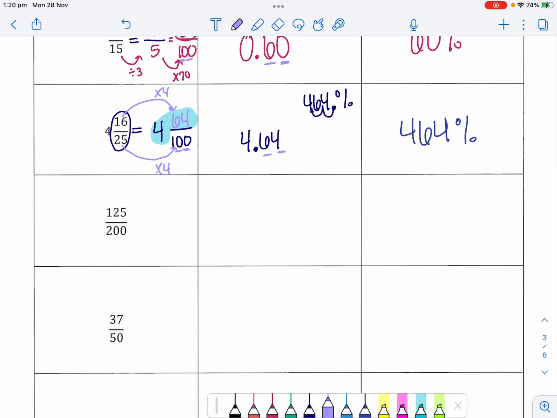So now we're going to look at the next one. And the next one says 125 over 200. Now I could go back to 100. I could do 200 divided by 2 and go back to 100. But that doesn't work out great with the 125.